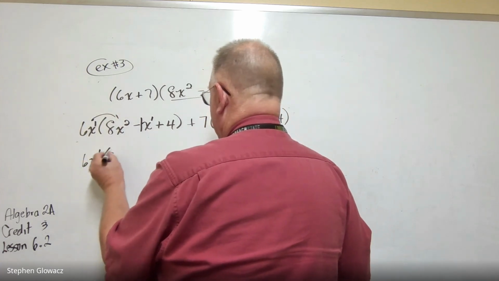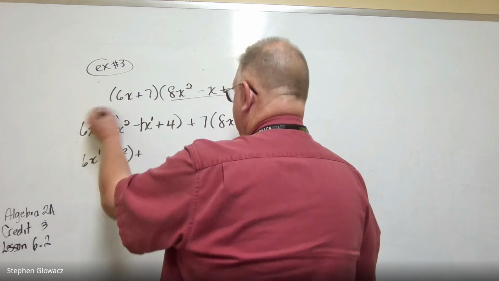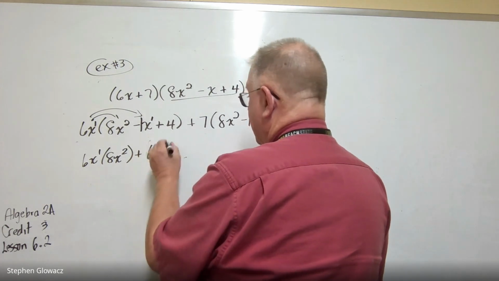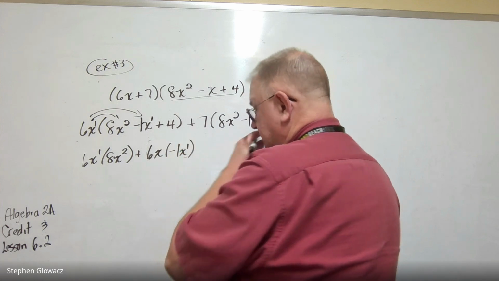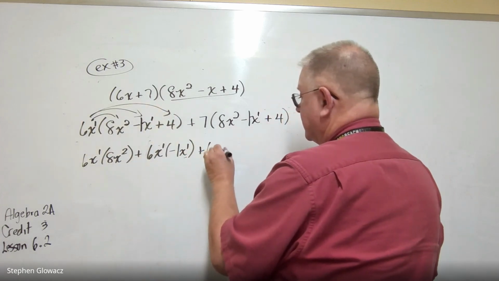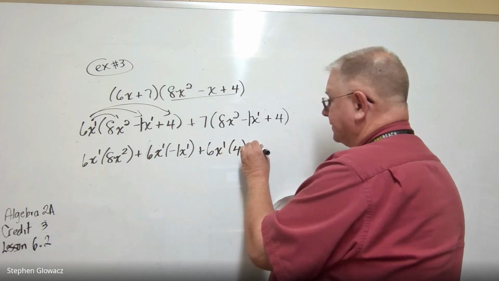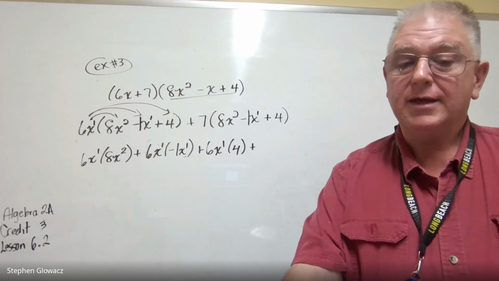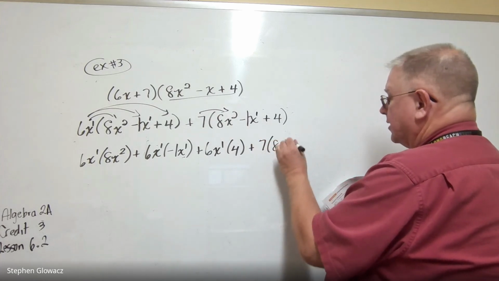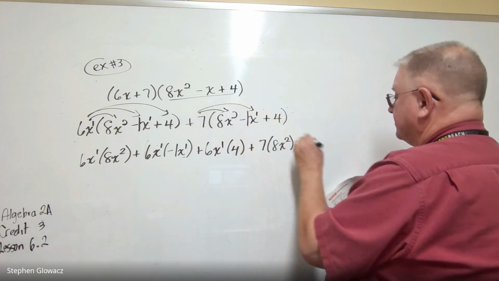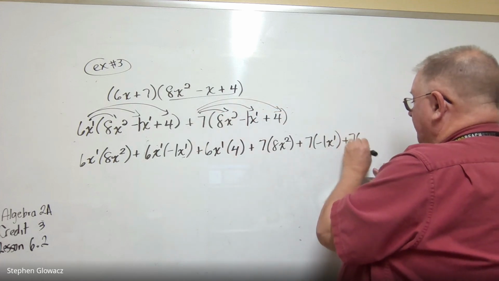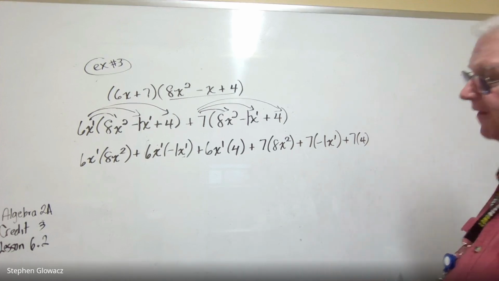6x times 8x squared, and then 6x, oops, we don't need the parentheses there, although we could do that, times negative 1x to the first, so forget the 1 there, and then finally 6x times 4. And now we're going to distribute the 7. So we have 7 times 8x squared, and then 7 times negative 1x to the first, and then finally 7 times 4. All right, let's go ahead and simplify.